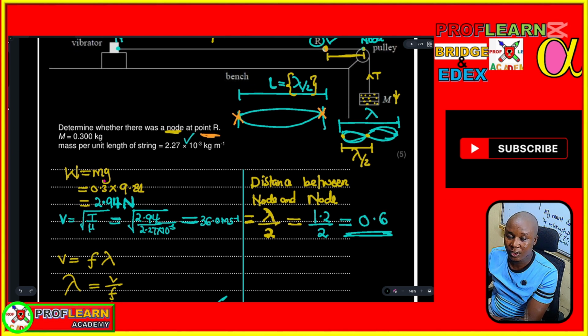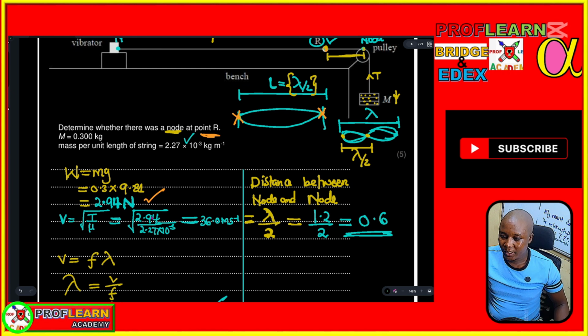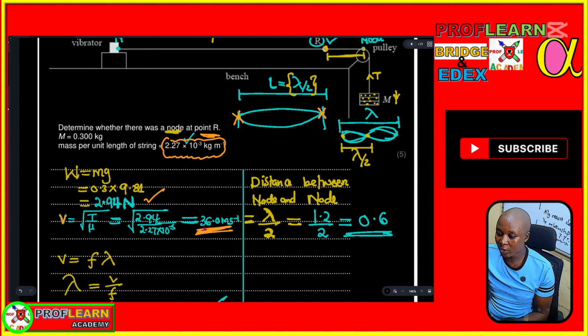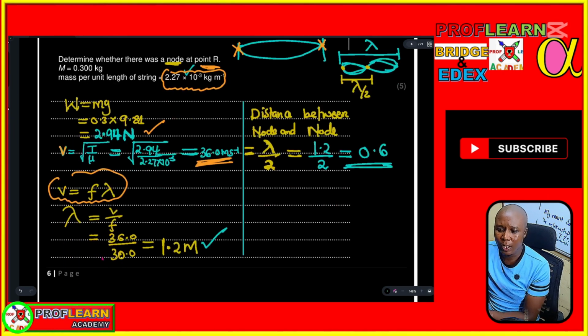So we can say weight equals mass times gravity, which is 0.3 times 9.81, which translates to 2.94 newtons. Then we can apply this formula: speed of a wave equals the square root of tension over mass per unit length, and that mass per unit length was given at this point. So we get the speed of the wave in the wire to be 36.0 meters per second. Then we can now apply v equals f lambda. So how do you go about that?